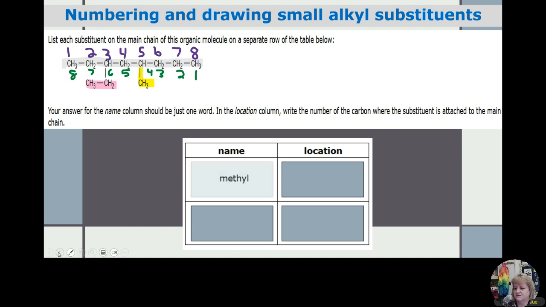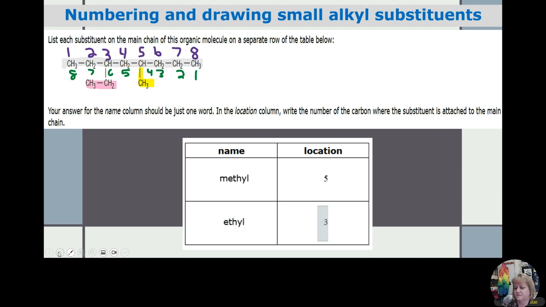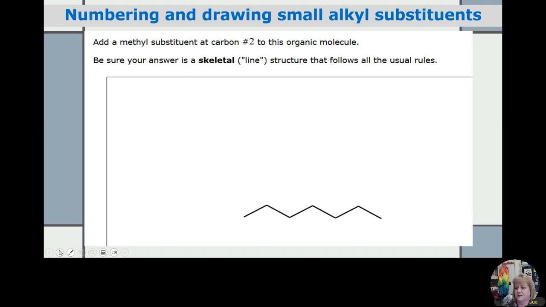So as I do that, I'm just going to say my methyl group is at 5 and my ethyl group is at 3. Now, does it matter which one I number first? Not in this problem. But normally, as we learn how to number, we're going to number alphabetically. So I would normally have put my ethyl at location 3 first because it's alphabetically first. It doesn't matter in this one. Okay, so let's do another one.